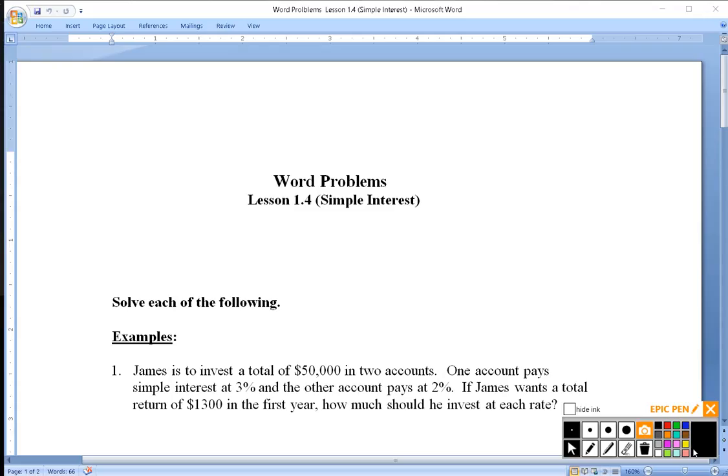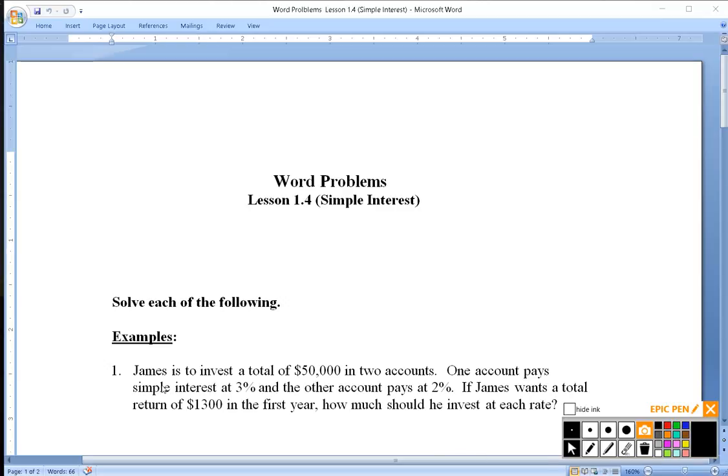In this series of videos, I've been looking at word problems that you might encounter in a basic algebra class. And we're really focusing on the different types that you might encounter and the approach you might take to solve them. So on this particular one, lesson 1.4, we're going to be looking at one involving simple interest.